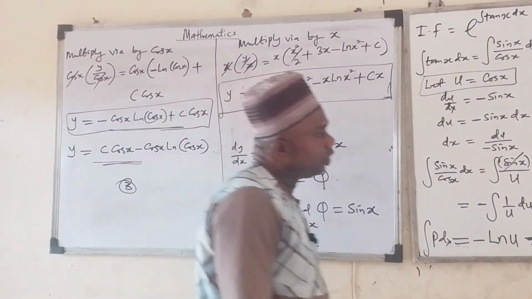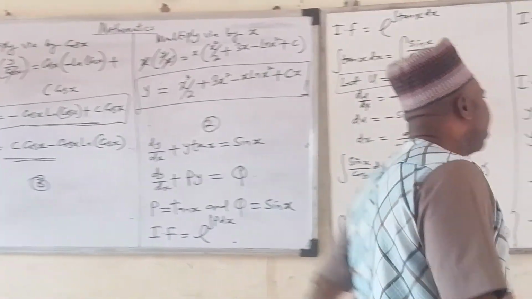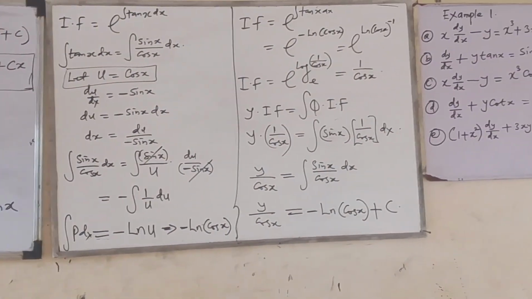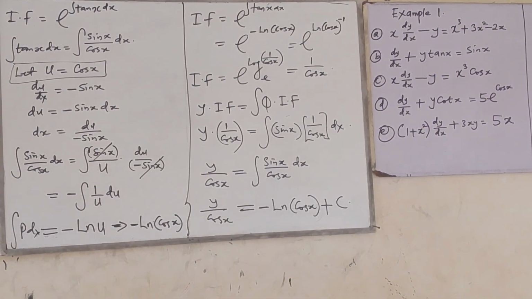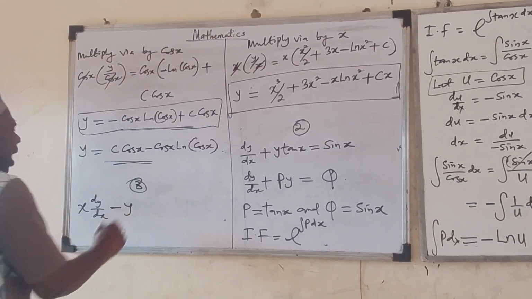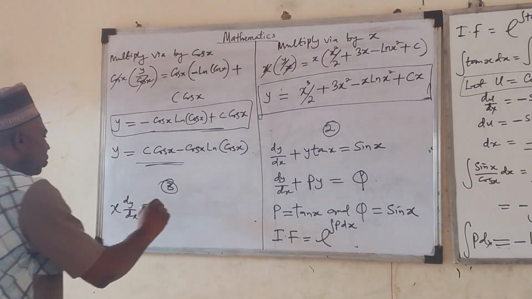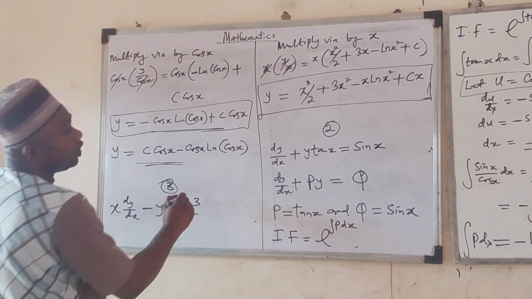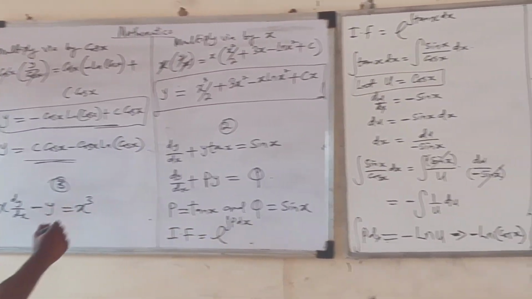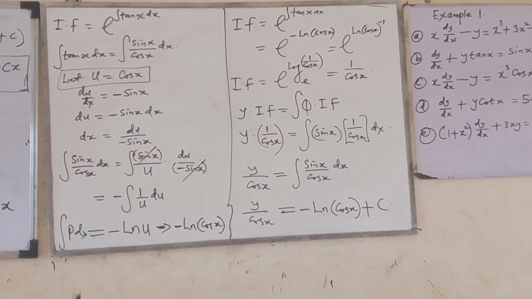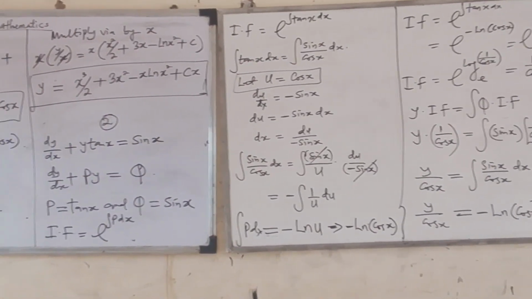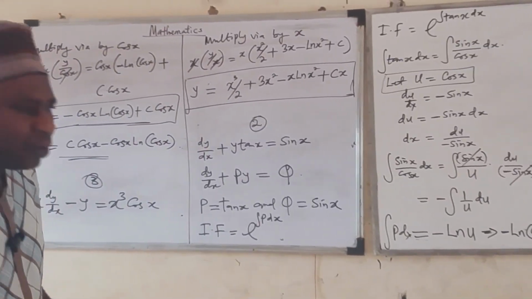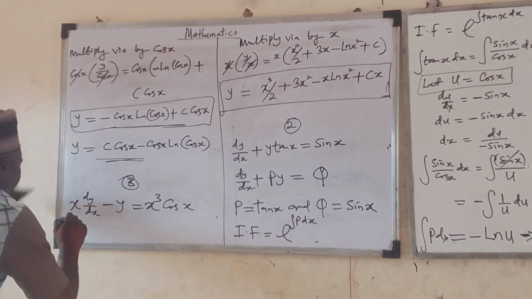Now let's move straight to question number 3. We have seen question number 1 and question number 2. Now question number 3: x dy/dx minus y is equal to x raised to the power of 3 cos x. Now this is another linear equation. So the first step here is to divide through.